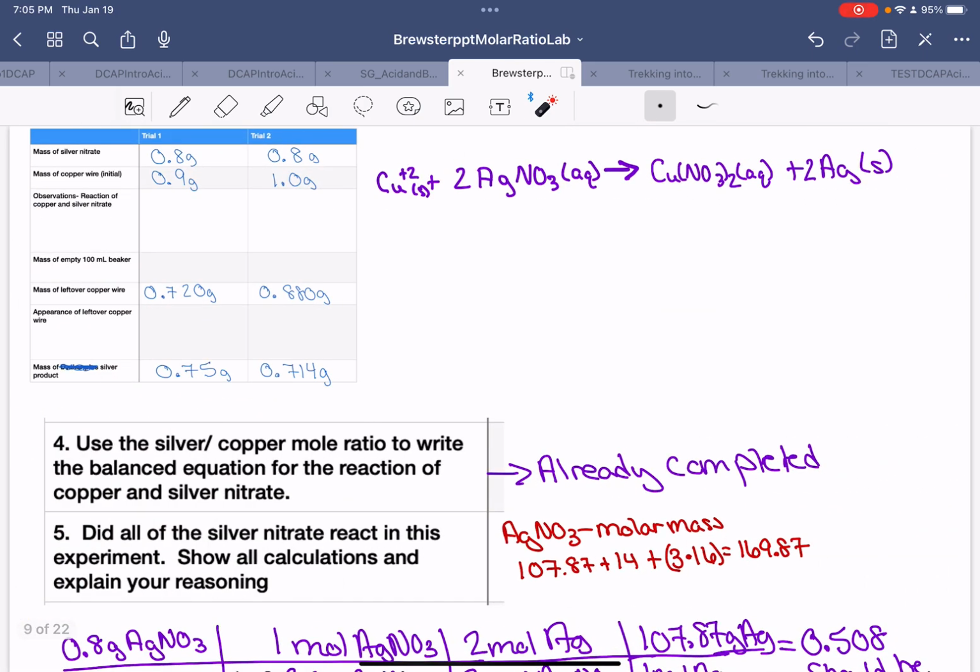All right. Question number 4. We've already done this. We've already written our equation. The only difference would be if you produce a different number. Let's say you produce a 3, then we're asking you to put a 3 here in place of the 2, because that's the ratio that you produced.